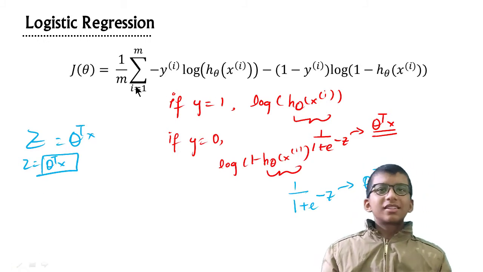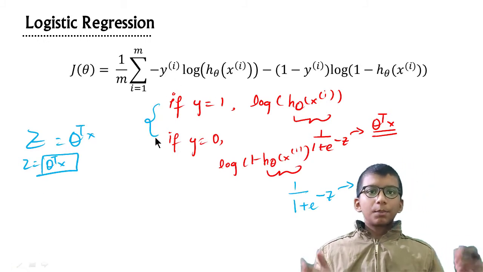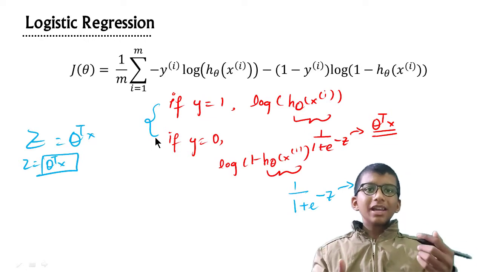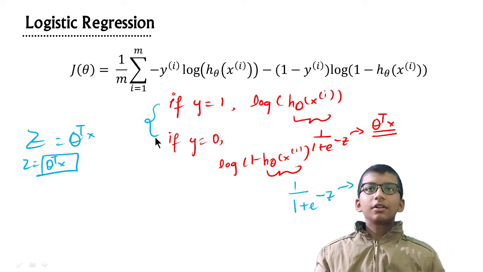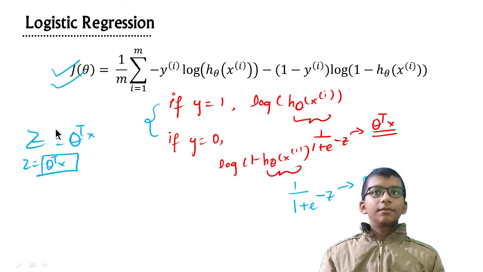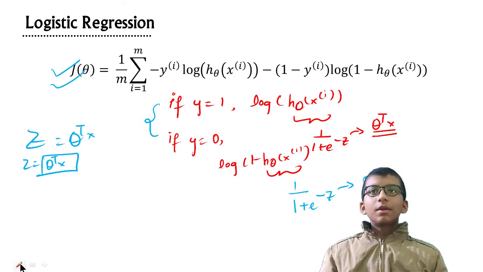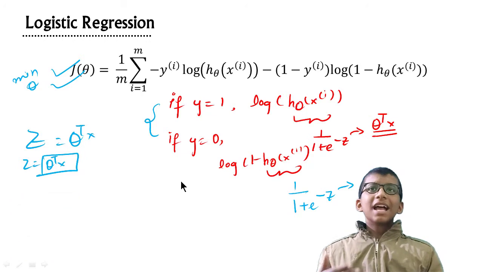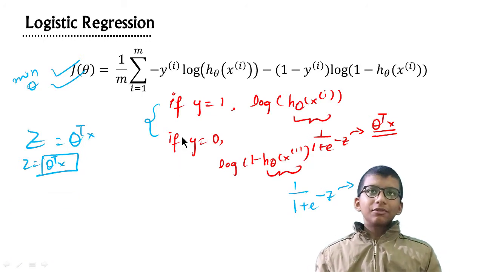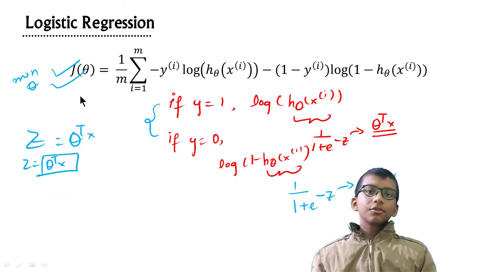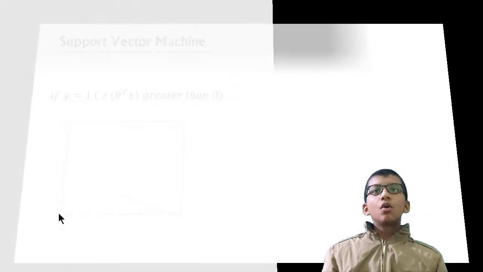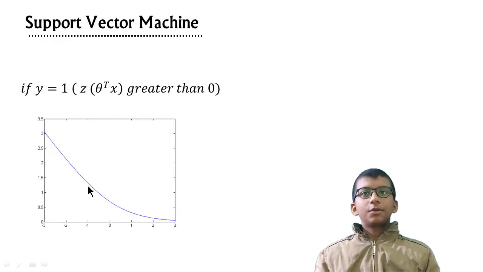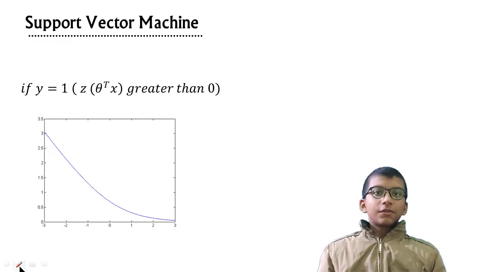So when we put together y equals 1 and y equals 0, we get our cost function, which is J of theta, and what we have to do is minimize over theta. Now I think you have recapitulated the logistic regression cost function, so we're good to go to the support vector machine cost function.